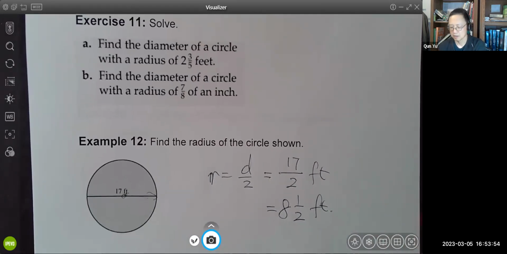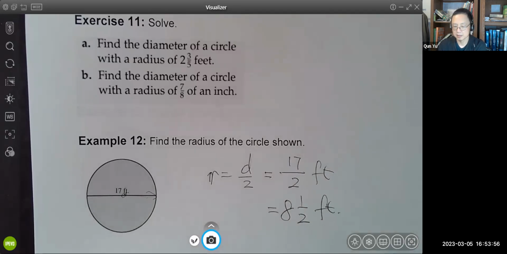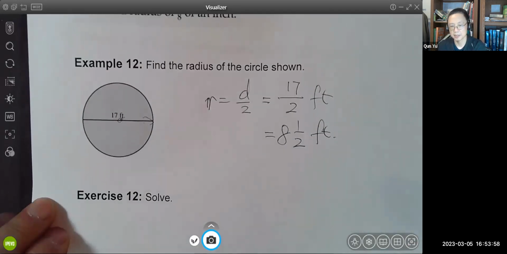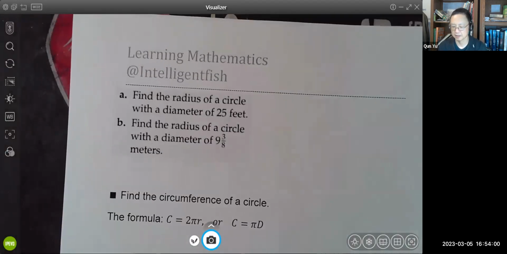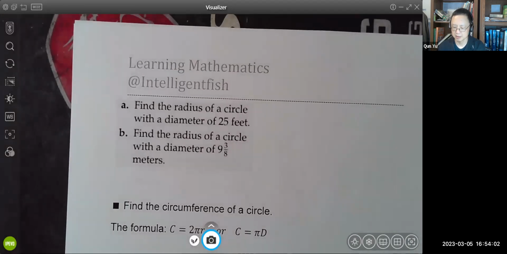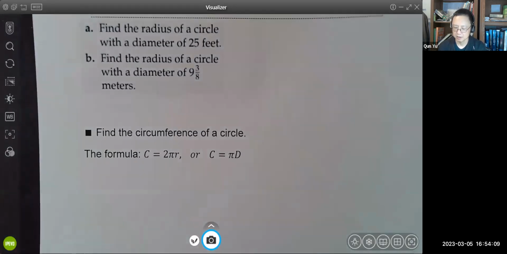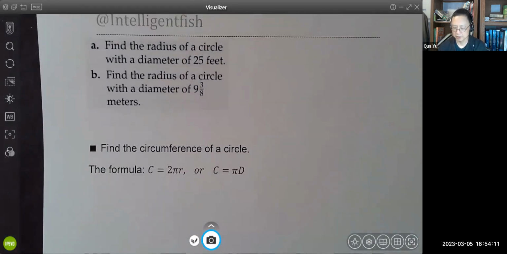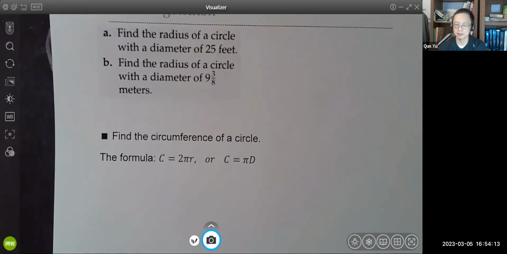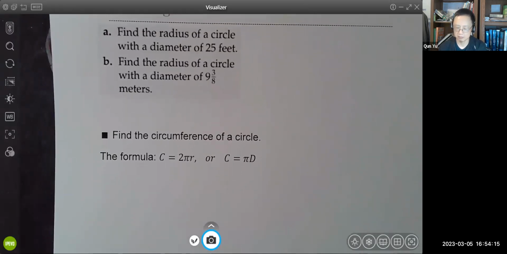So now the next set of exercises is on the next page. It's very similar. You're given the diameter, you're asked to find the radius. Now the last topic, find the circumference of a circle. Circumference of a circle is the total length around the circle.